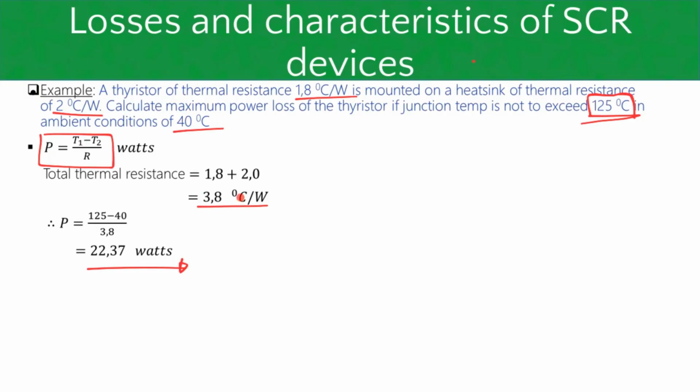Right, okay, so while we're waiting for the textbook to render and load, a lot of the examples that we're going to take a look at now have to do with the ratings of SCRs, so basically calculating the SCR's power dissipation, determining how much current you can let through it. Let me get it here.